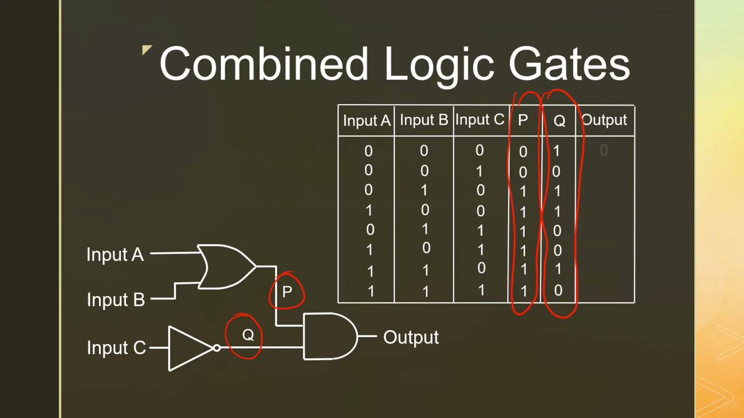A 0 and a 1 is going to give me a 0. A 0 and a 0 is going to give me a 0. A 1 and a 1 gives me a 1. A 1 and a 1 gives me a 1. A 1 and a 0 gives me a 0. A 1 and a 0 gives me a 0. A 1 and a 1 gives me a 1. And a 1 and a 0 gives me a 0. So we've now finalized our table by completing that final output column.